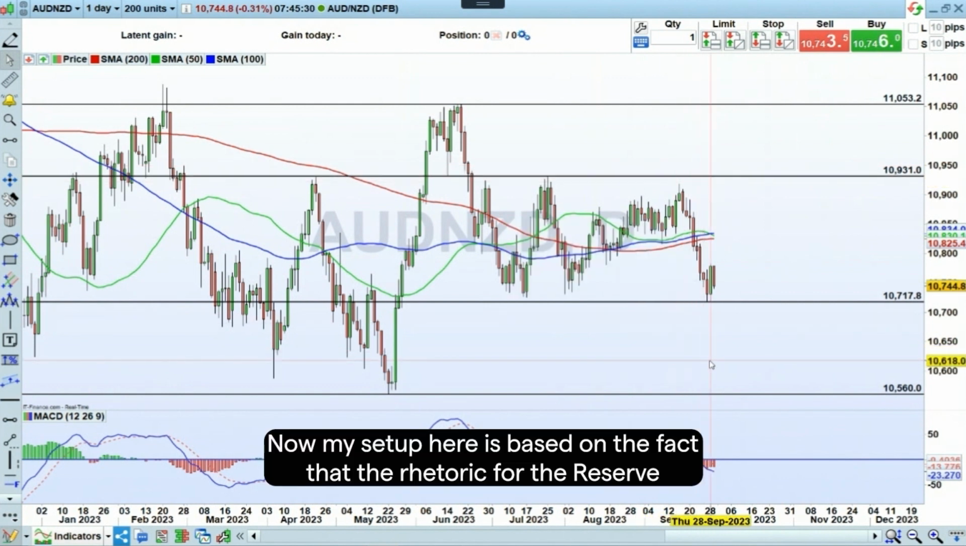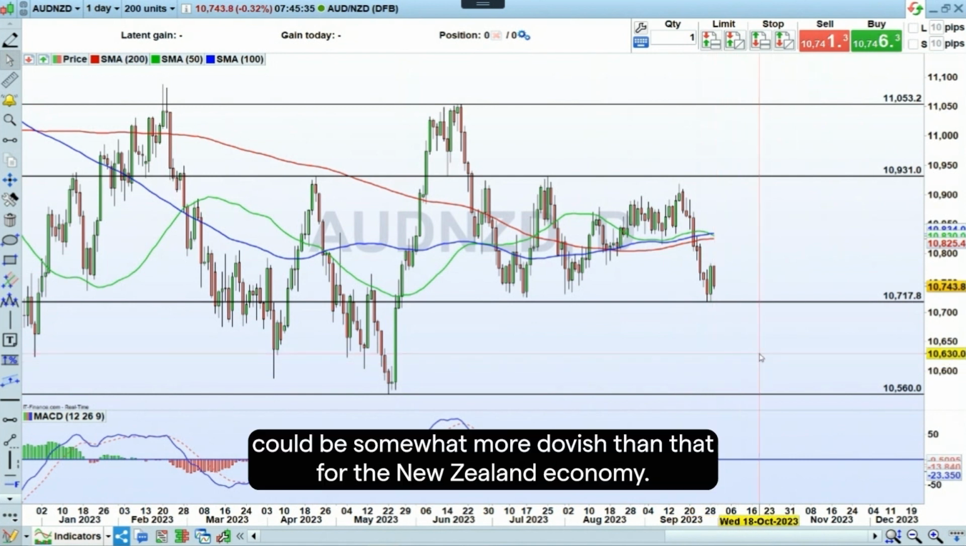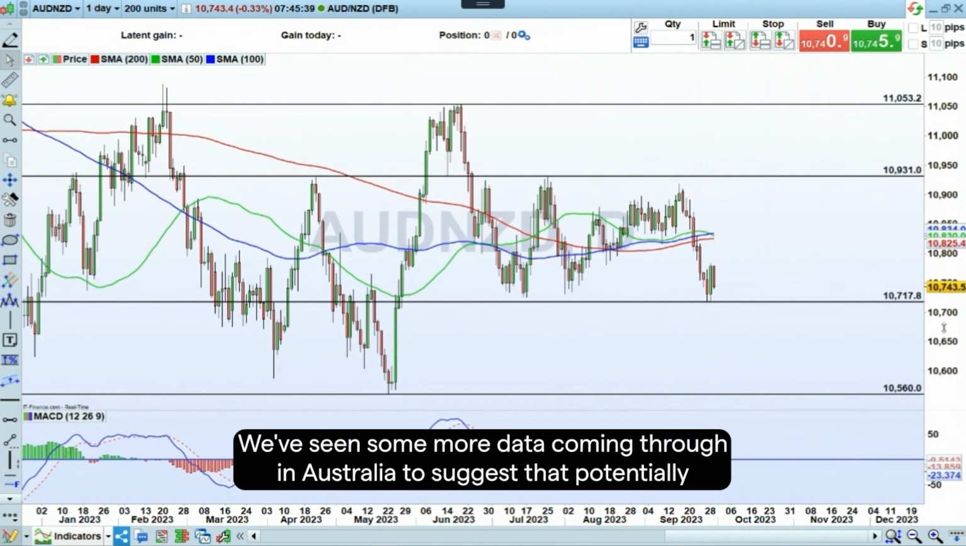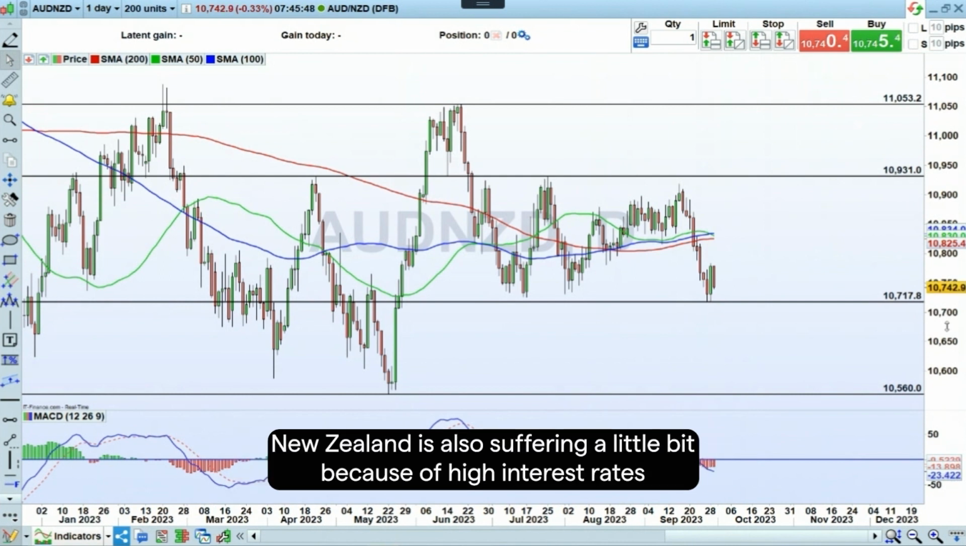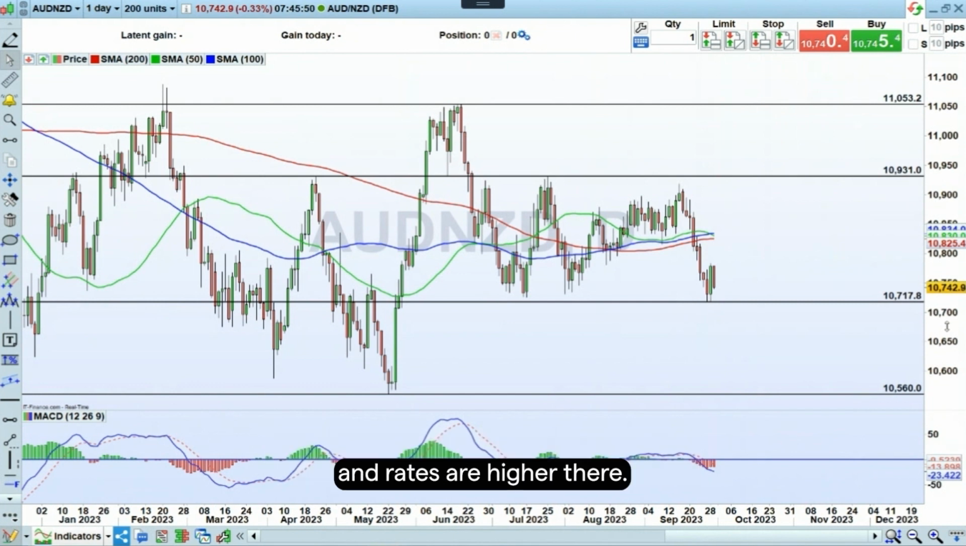My setup here is based on the fact that the rhetoric for the Reserve Bank of Australia could be somewhat more dovish than that for the New Zealand economy. We've seen some more data coming through in Australia to suggest that potentially there is a possible downside compared to what we've got in New Zealand. New Zealand's also suffering a little bit because of high interest rates, and rates are higher there.